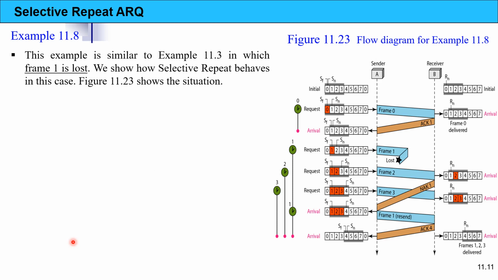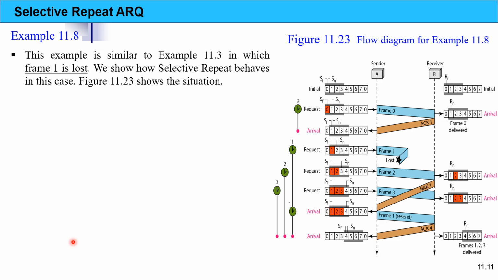For this example, this is the same example we took in Go-Back-N. I send frame 0, I received the acknowledgement correctly, so I will shift my window. Now I send frame 1, I lost frame 1, but I will continue to send 2 and 3, putting them in my window until timeout. Timeout for 1. Now the main advantage of selective repeat: I will resend only frame 1.